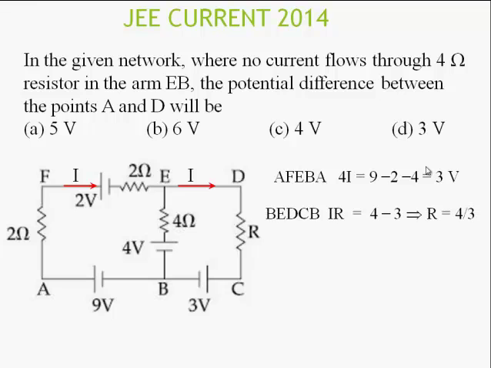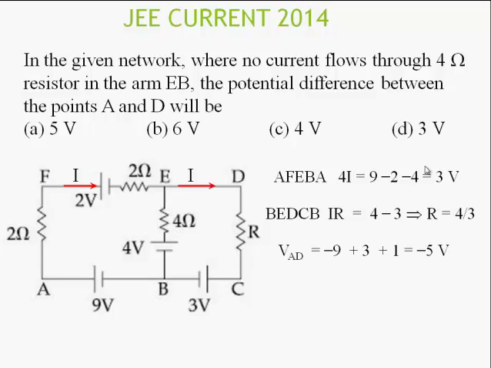Similarly, I take one more loop BEDCB. The voltage will be 4 minus 3, and since only current I flows, IR is the value, so R comes out to be 4 by 3. Now I know everything, R I know, so I can calculate from any place.